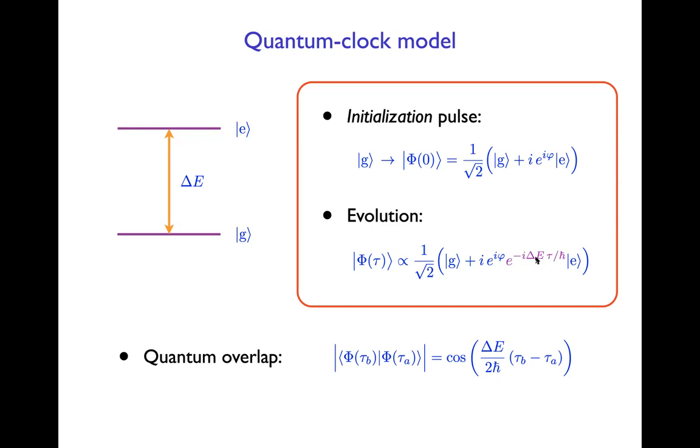And you can use that to encode proper time in terms of this relative phase between the two energy states. Notice, by the way, that from this state it's also very easy to see that the quantum overlap that was playing a role before, for example when discussing the reduction of visibility, is given just by the cosine of this product of the energy difference and the difference of proper times between these two states of the clock.